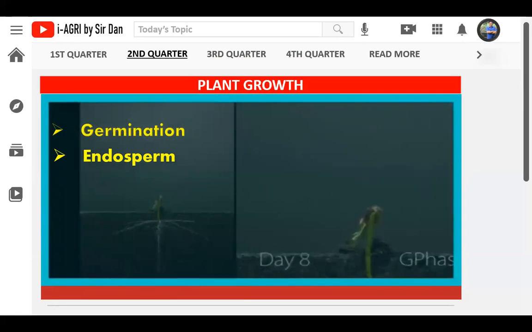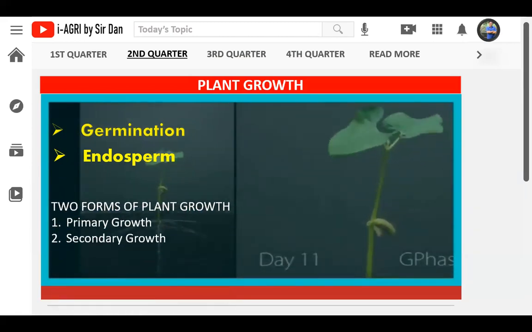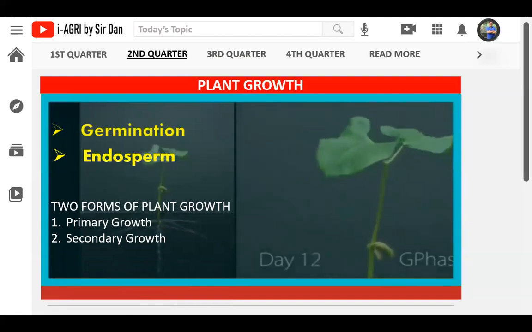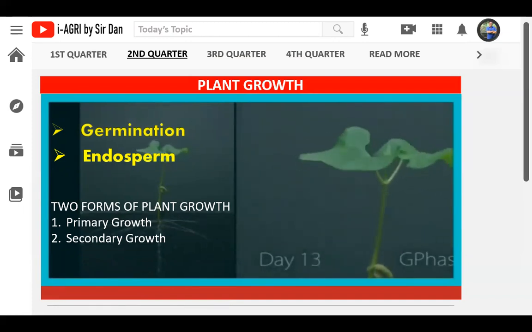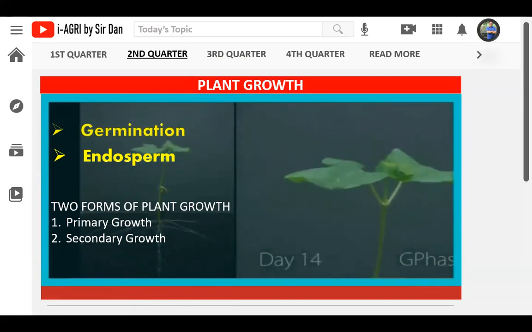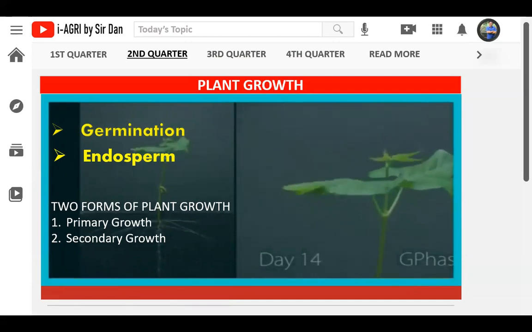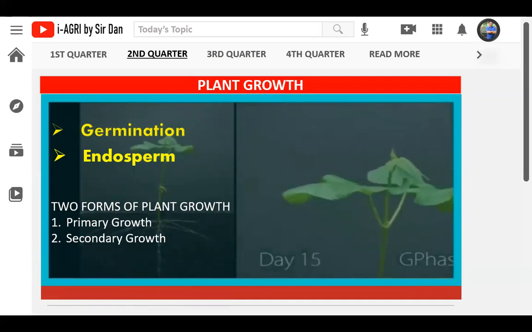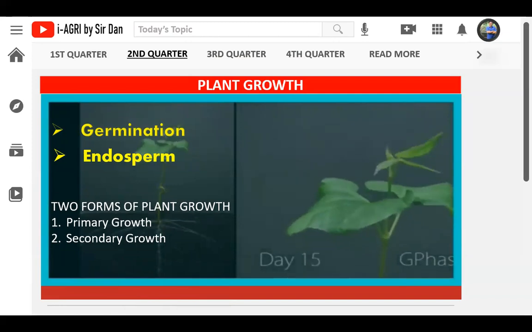When the primary root emerges, germination is complete. The primary shoot forms the stems and leaves. There are two forms of plant growth: the primary growth and the secondary growth. Primary growth takes place in the growing tip of roots and shoots of plants. It causes plants to grow taller and roots to elongate. The secondary growth makes the roots and stems of plants wider, thicker, and stronger. It enhances a plant's ability to survive.